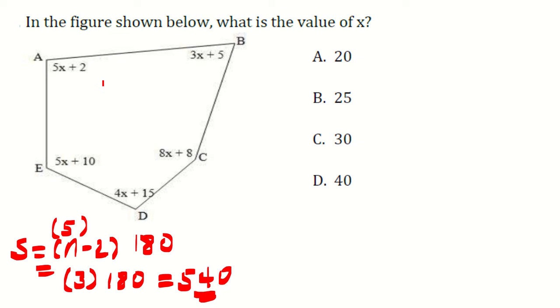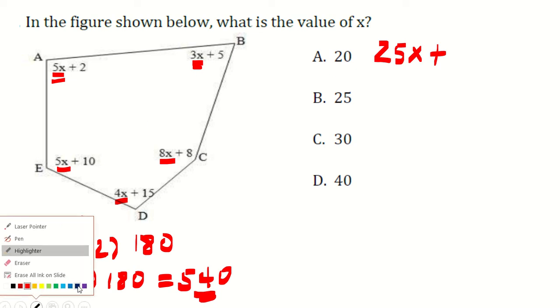So we'll add all of them. When we are adding the angles, we have to be systematic. We have to add the variables first. Look, 5x here, 3x here, 8x and 4x and 5x. So 5, 10 plus 4 is 14. 14 plus 8 is 22, plus 3 will be 25x. So 25x plus, let's add the numbers now.